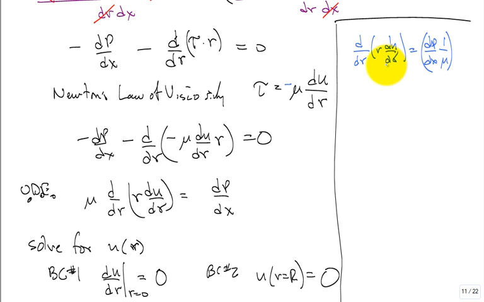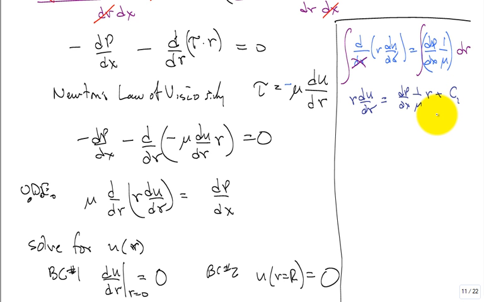So I separate. I put a dr over here, get rid of it there. I integrate. Let's just use the constant of integration. I think most people are familiar with it, or you can play with the limits on the integration to avoid that. But you get r du dr equal to dp dx 1 over mu r plus c1.